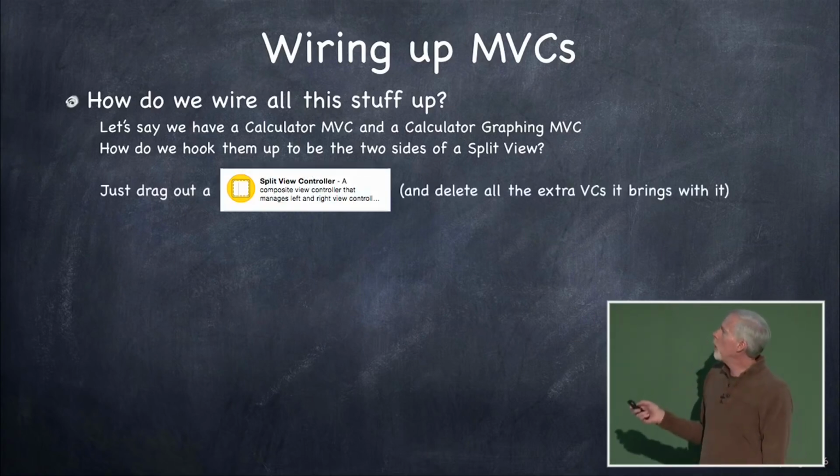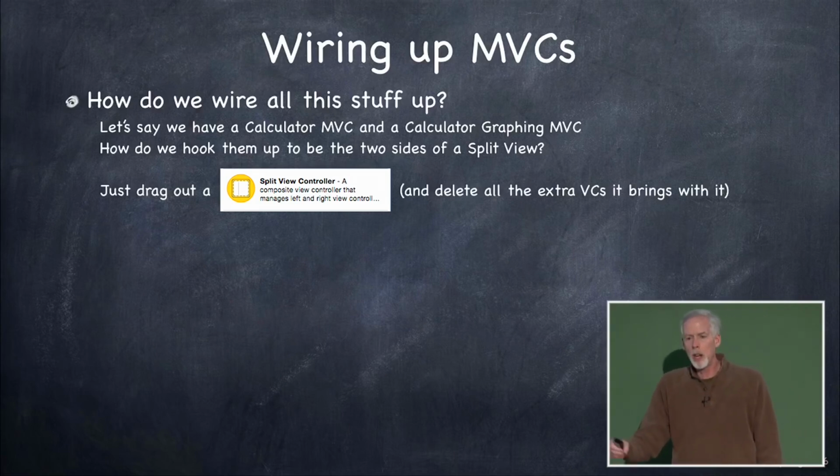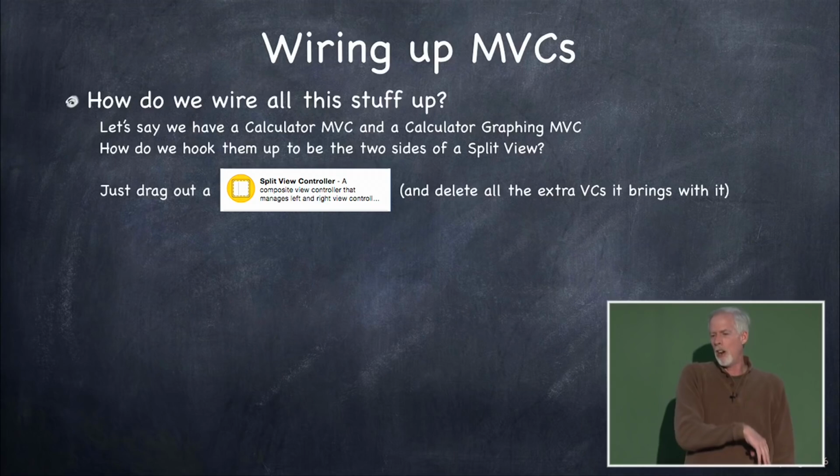So for split view controller, you basically drag a split view controller out of your little utilities object palette in Interface Builder. Just drag it out. Now, when you drag out a split view controller, you're going to get a whole bunch of other MVCs. It tries to help you out by giving you navigation controllers with table views in it, all that stuff. Just delete all that stuff. Okay, you just want the split view controller. It's being a little too helpful for you most of the time there.